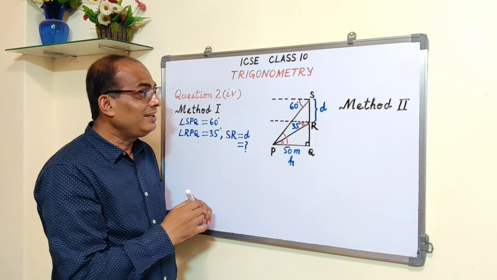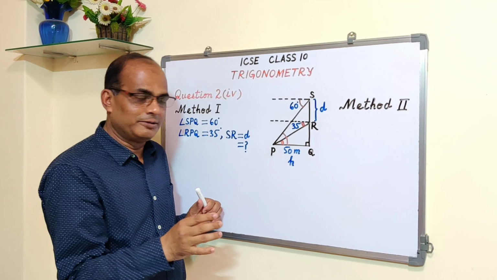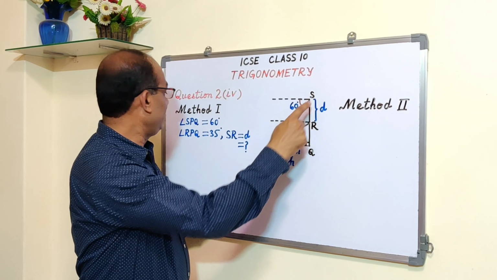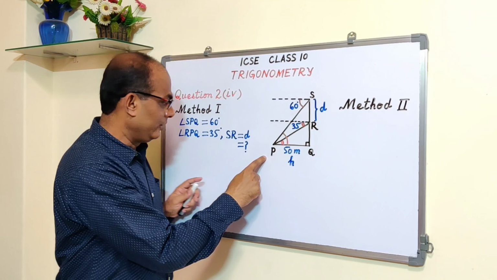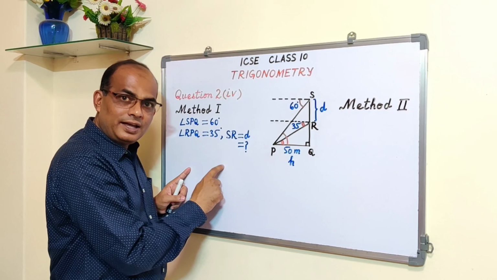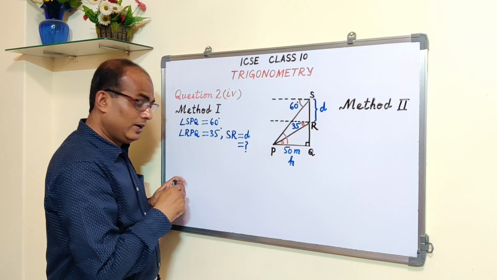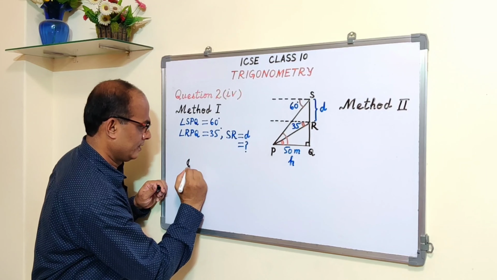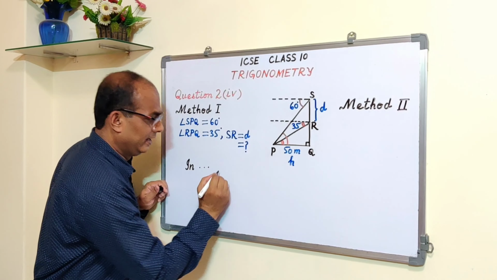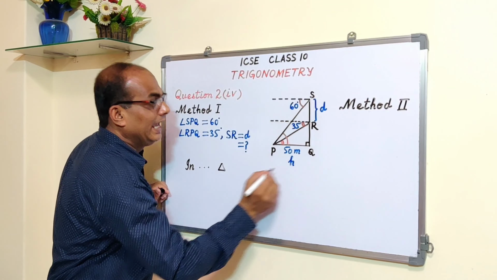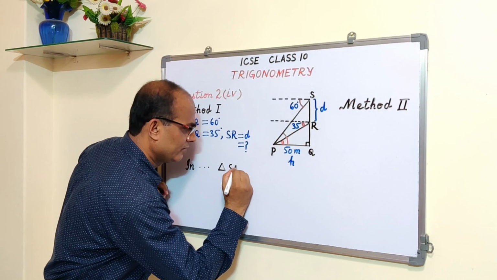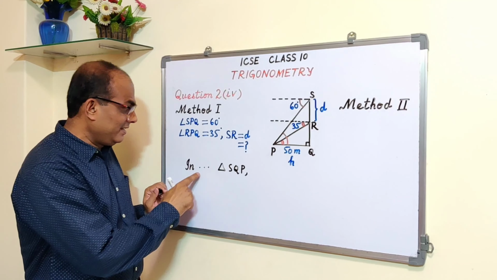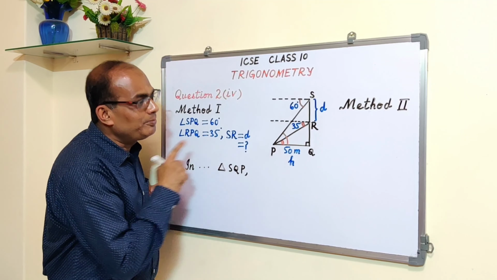So first, in right angle triangle, please write down in full: in right angle triangle SQP.